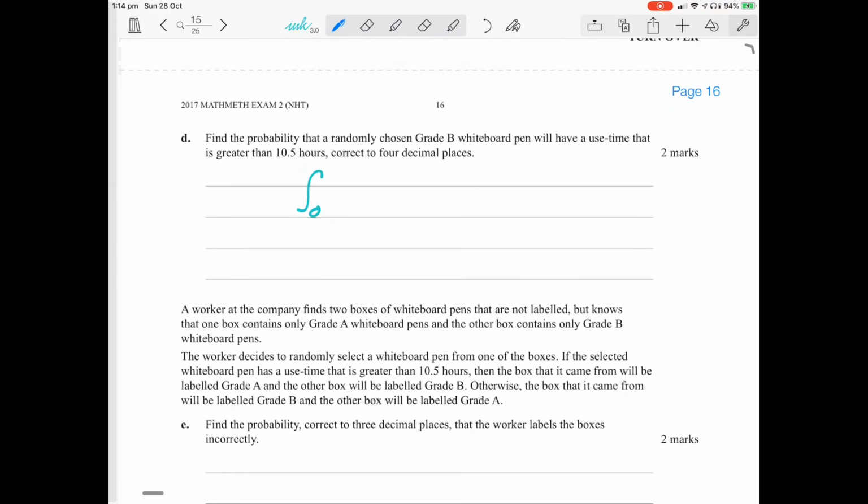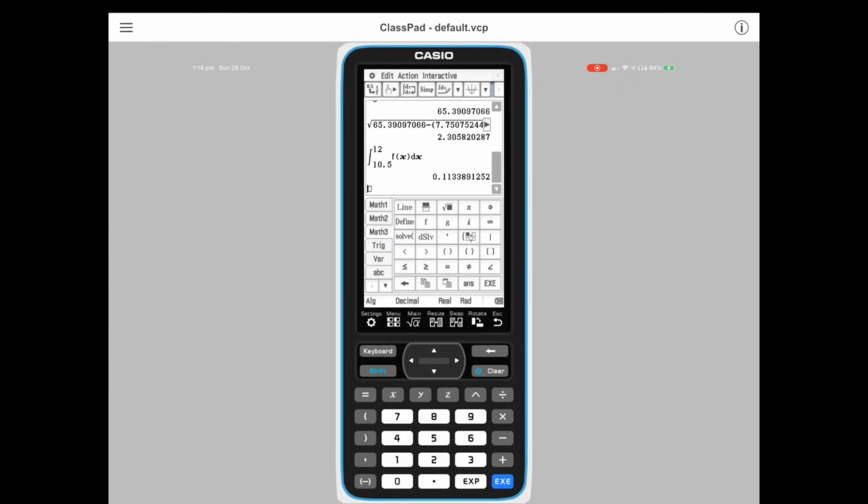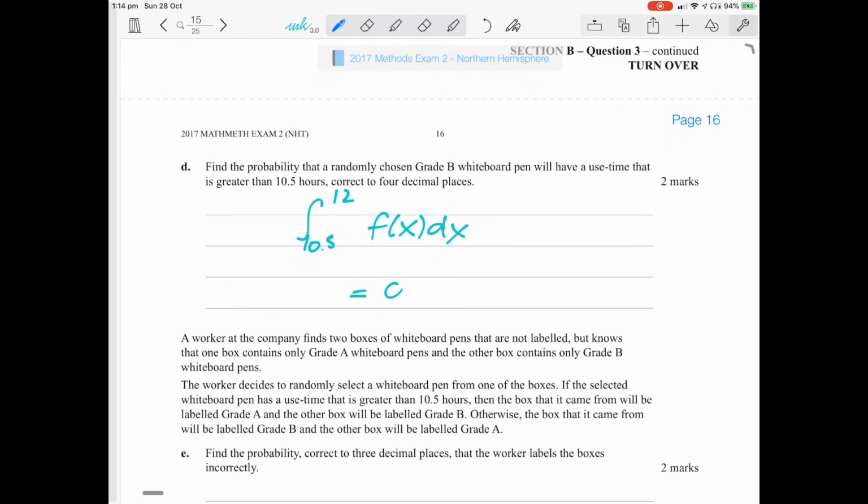So 0 to 10.5 to 12 of f of x dx, which equals, to 4 decimal places, 0.133, 0.134.